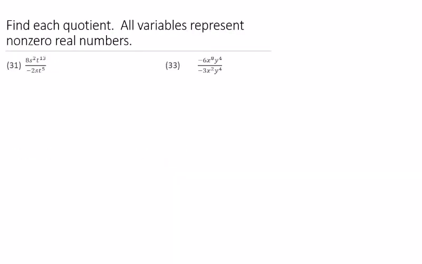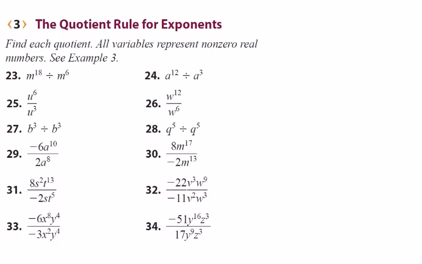All right, so let's check out number 24. Remember, our property says if we have a to the m divided by a to the n, that equals a to the m minus n. So when we divide bases, we subtract the exponents, and they have to be like bases.